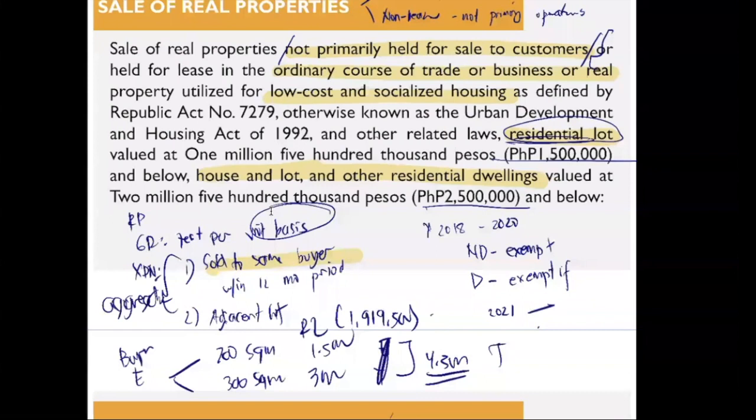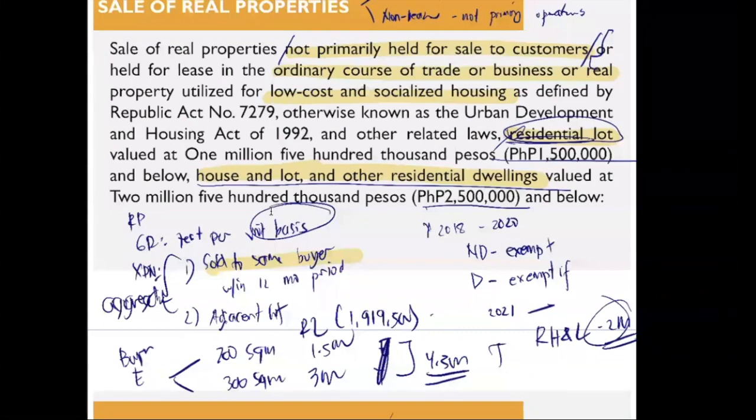Okay, so what is this already? It applies to your residential house and lot. And what is the limit now? 2 million. Okay? So tinanggal na yung ibang limits. Wala na yung residential lot na limit. Ang meron na lang yung house and lot and other residential dwellings. Wala na yung ating residential lot. At ano yung bagong limit ng residential house and lot? 2 million pesos.